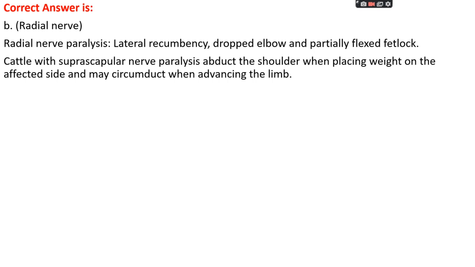Okay, radial nerve paralysis. If you see radial nerve paralysis, the animal will be in lateral recumbency. We can find a dropped elbow too, and a partially flexed fetlock. While cattle with suprascapular nerve paralysis abduct the shoulder when placing weight on the affected side, and may also circumduct when advancing the limb.